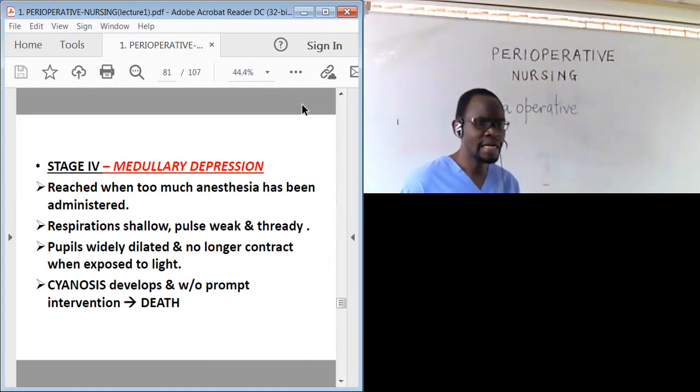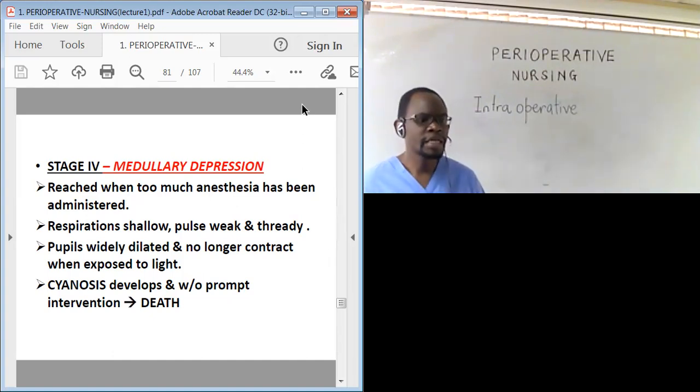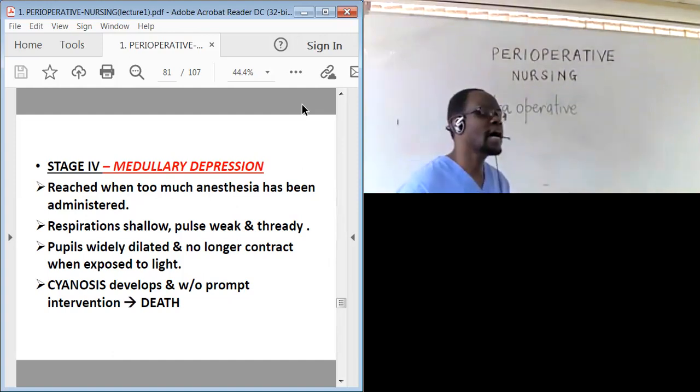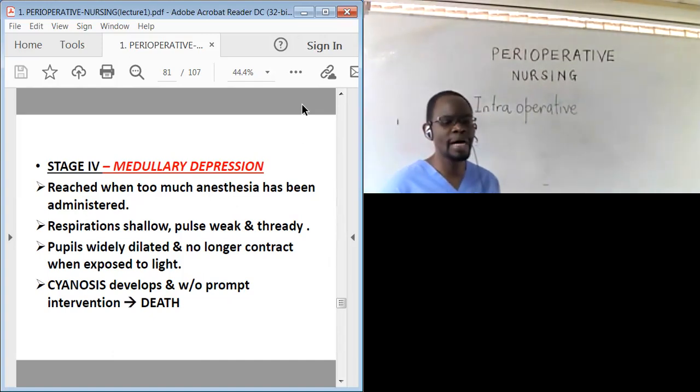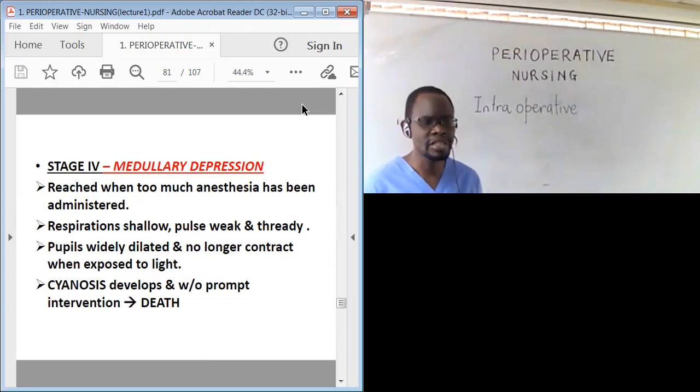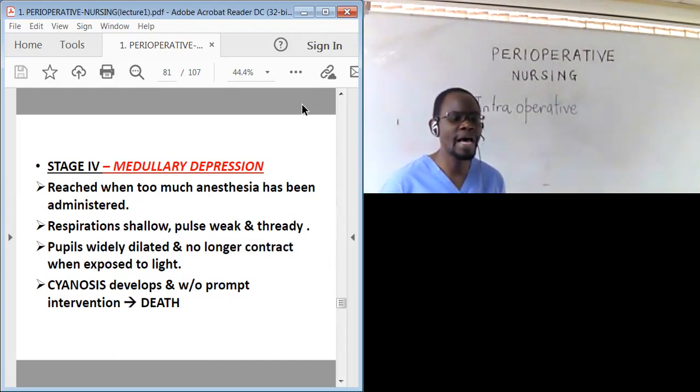Medullary depression: you know very well, if you're probably not aware, that the respiratory center, and also the cardiovascular center, are basically located in the medulla oblongata. But mainly here we are looking at the respiratory center. So if there is too much anesthesia given, then that means there is too much suppression of the sympathetic nervous system, and therefore leading to medullary depression.